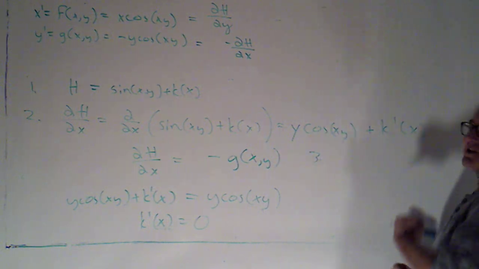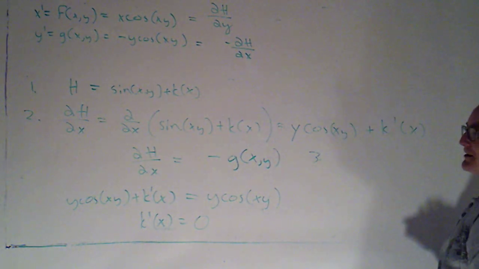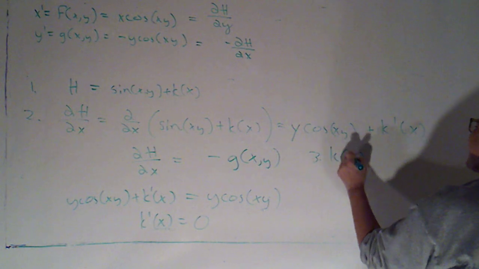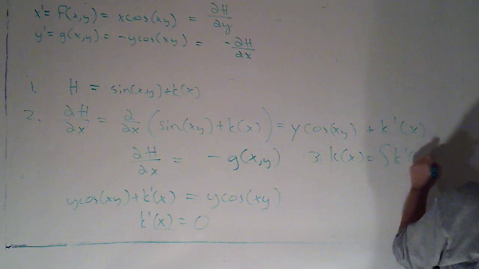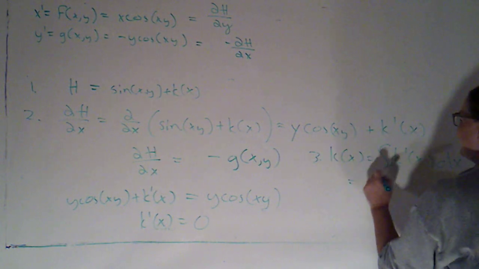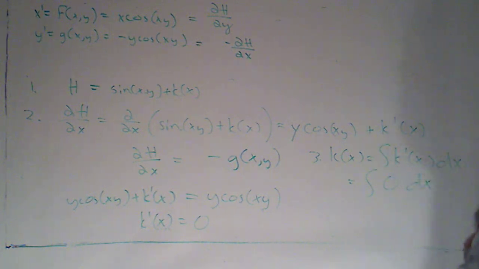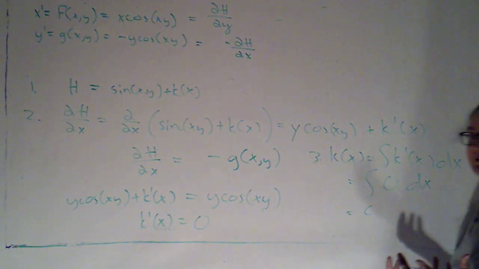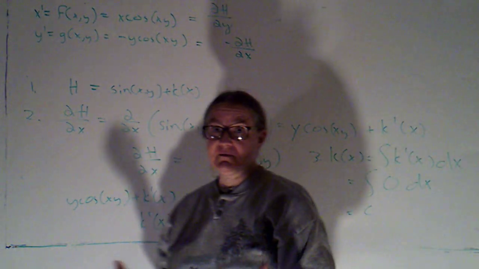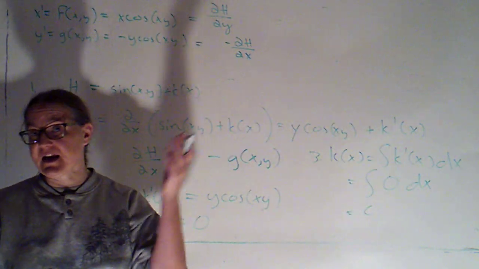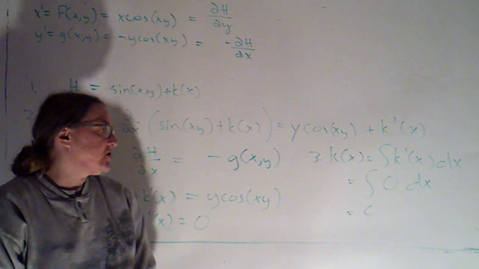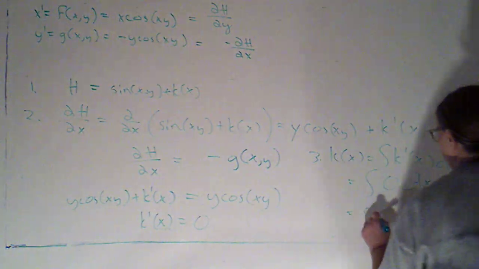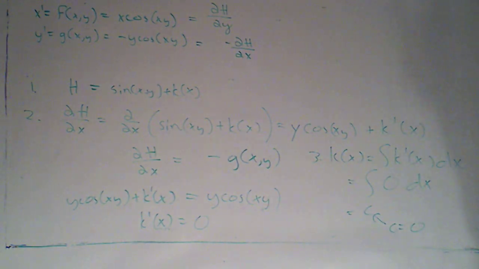But just to go through the rules, just because this is our first time doing it, I would say, okay, k of x is an antiderivative of k prime of x, which is going to be an integral of 0, which is just going to be a constant. I'm just looking for a Hamiltonian function. They're not going to be unique because this constant of integration could be anything that I want, but I'm going to choose the simplest one I can think of. I'm going to choose c equals 0.